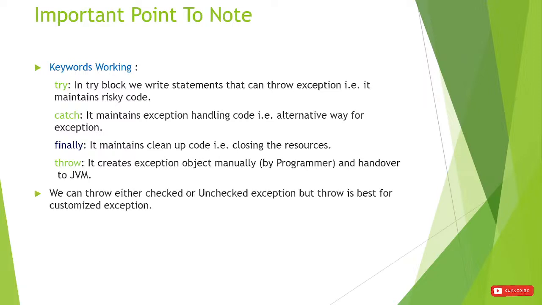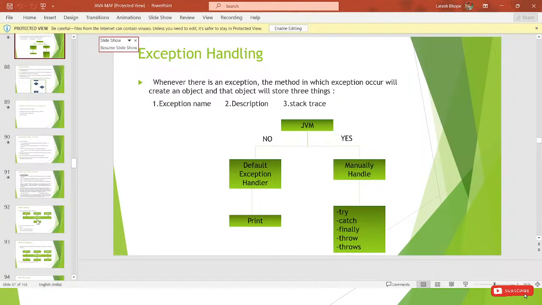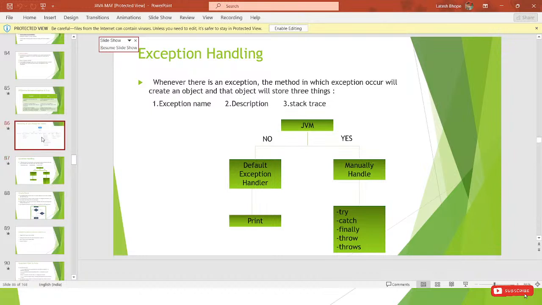So we can throw either a checked exception or an unchecked exception, but throw is the best for customized exceptions. If you want to create a customized exception, then throw is the better option. With the help of throw, we can throw either checked or unchecked exceptions. We will try that after. We can only throw classes that come under the Throwable child classes. Which is the parent class here? That is Throwable. If I show you the hierarchy also, see here, this one is the hierarchy.